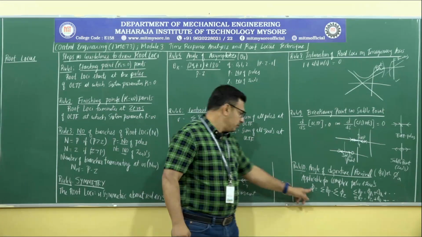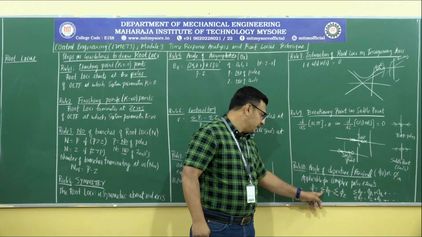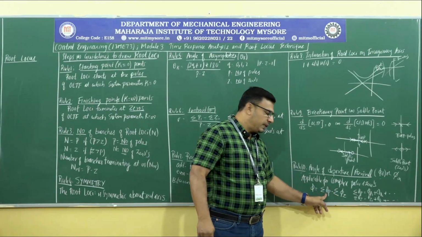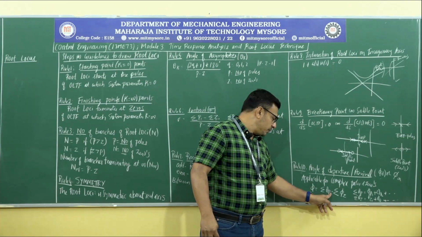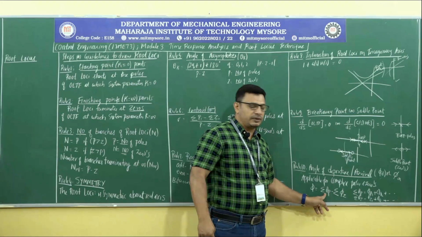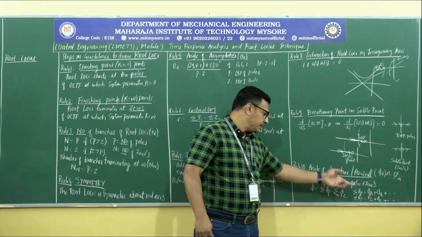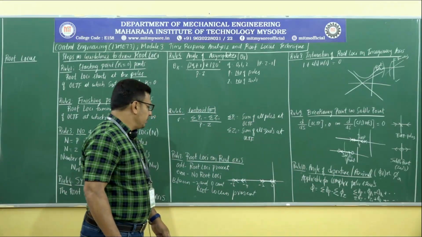We will be able to get to know that by using this formula. Phi, which may be phi d or phi a, is equal to summation of phi p minus summation of phi z. Summation of phi p means the angles of all the poles added together, and summation of phi z means the angles of all the zeros added together. That will be the procedure. So these are the 10 rules.